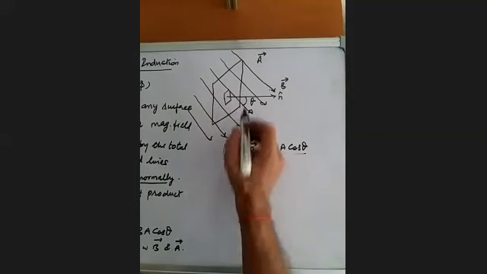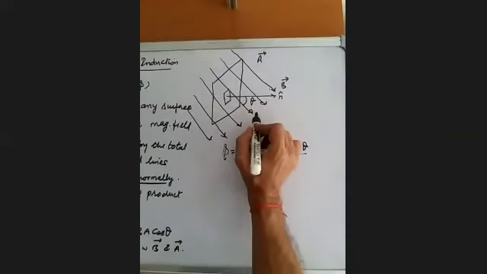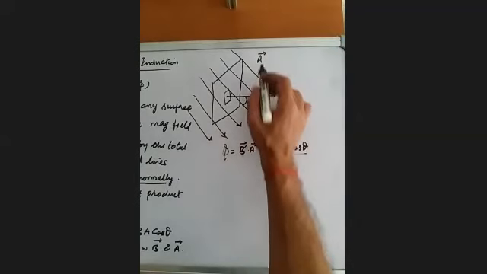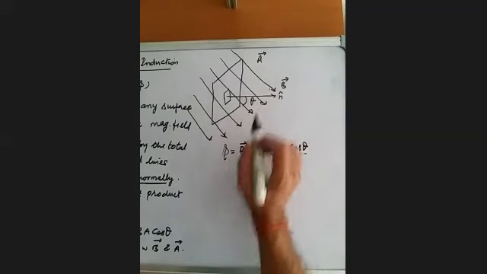So therefore it is given by the dot product of vector B and vector A, where theta is the smaller angle between the area vector A and vector B.